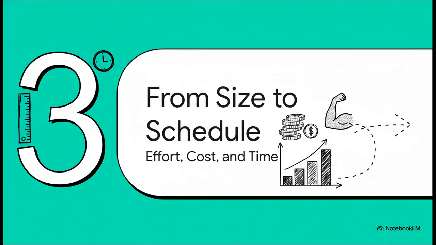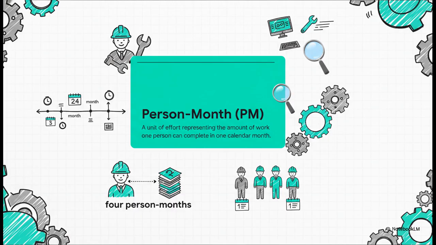Okay, so we have the size: 235 function points. This is huge. This number is the common language that gets the business folks and the tech folks on the same page. But what does 235 actually mean in the real world? Well, now we can translate that size into things that everyone understands: effort, cost, and time. To talk about effort, we need a standard unit. And in software, that unit is the person month. It's exactly what it sounds like, the amount of work one person can get done in 1 month. So a 4-person month project could be 1 person working for 4 months, or it could be 4 people working for 1 month. It's a measure of the total volume of work.